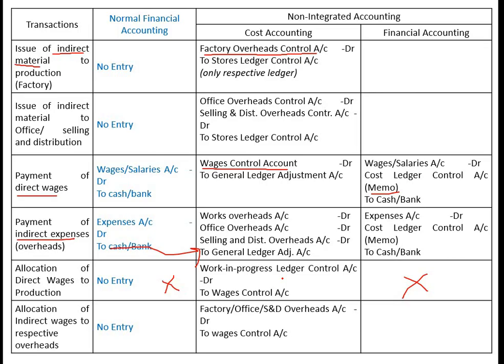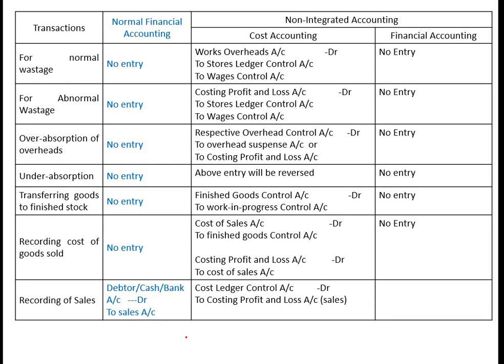So let's see this one, allocation of direct wages to production. So it will be work in progress ledger control account debit to wages control account. So you see, no such entry is there in the case of financial accounting, but it happens in the case of cost accounting. So that's why we are not going to make any recording under non-integrated accounting system in the books of financial accounting. Similar way you can see in the case of indirect wages to the respective overheads. So some more examples you can see, where there is no entry in normal financial accounting, no entry in the case of non-integrated accounting under financial books of accounts.